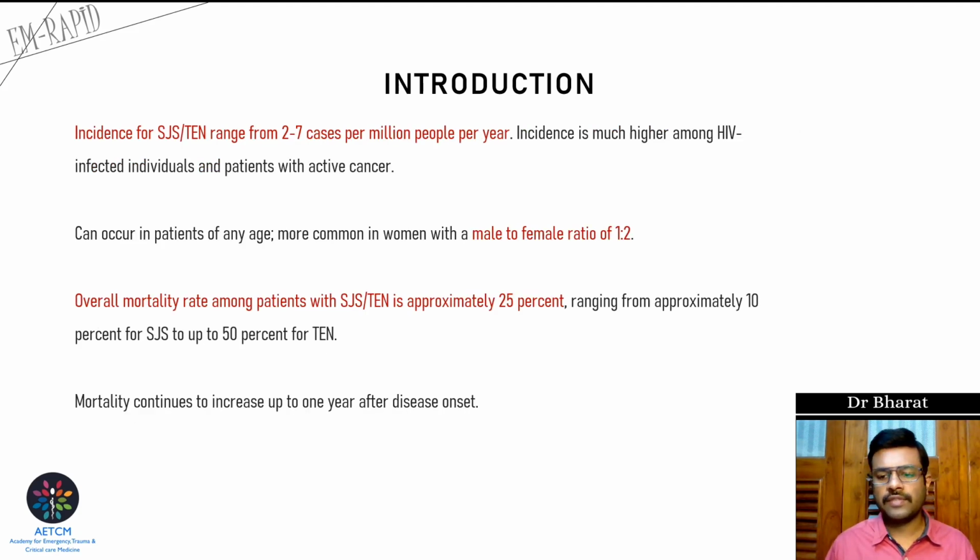Now, the incidence of Stevens-Johnson syndrome or toxic epidermal necrolysis is one of the rarest. It causes only 2 to 7 cases per million, and the incidence of SJS/TEN is higher among active HIV patients or active cancer patients. It can occur at any age, but is predominantly seen in females rather than males at a ratio of 1:2. Overall mortality rate among patients with SJS/TEN is approximately 25%, ranging from 10% for SJS and up to 50% in TEN. Mortality continues to increase up to a year after disease onset. That has to be kept in mind.